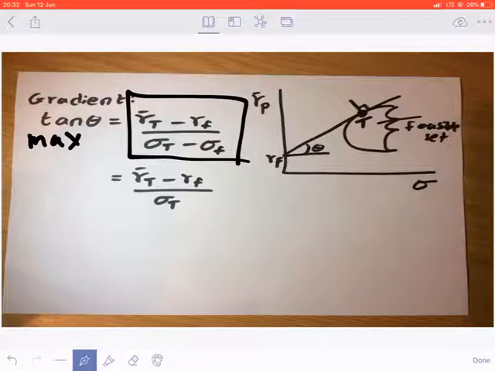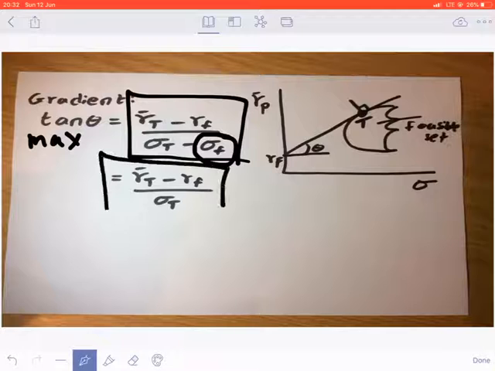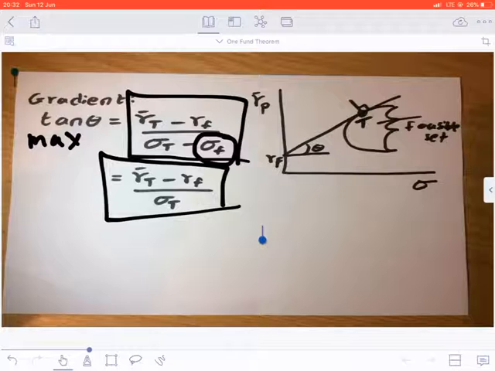We know that the risk of a risk-free asset is zero, because it's risk-free. So you can have this equation like this. This is the equation that you can have, right? If that's the case, this is what you can do.